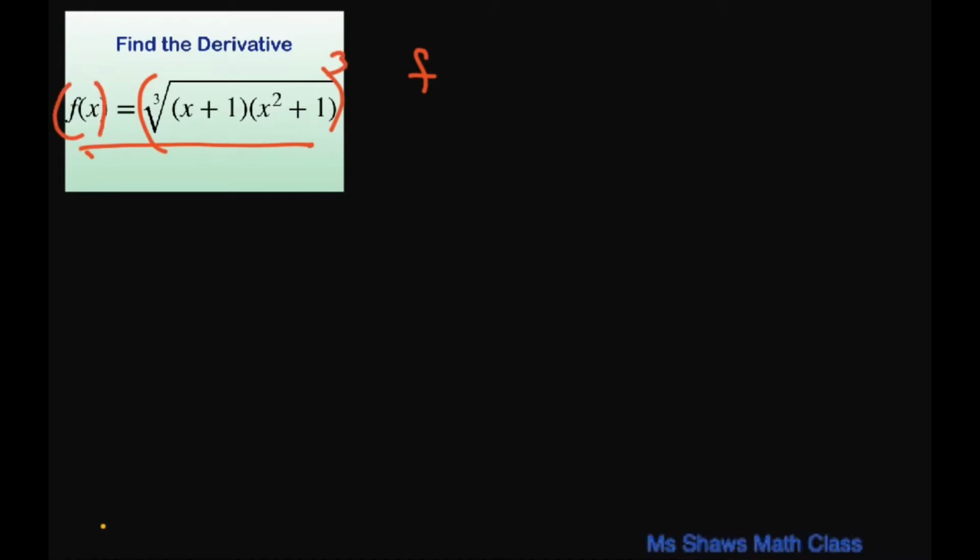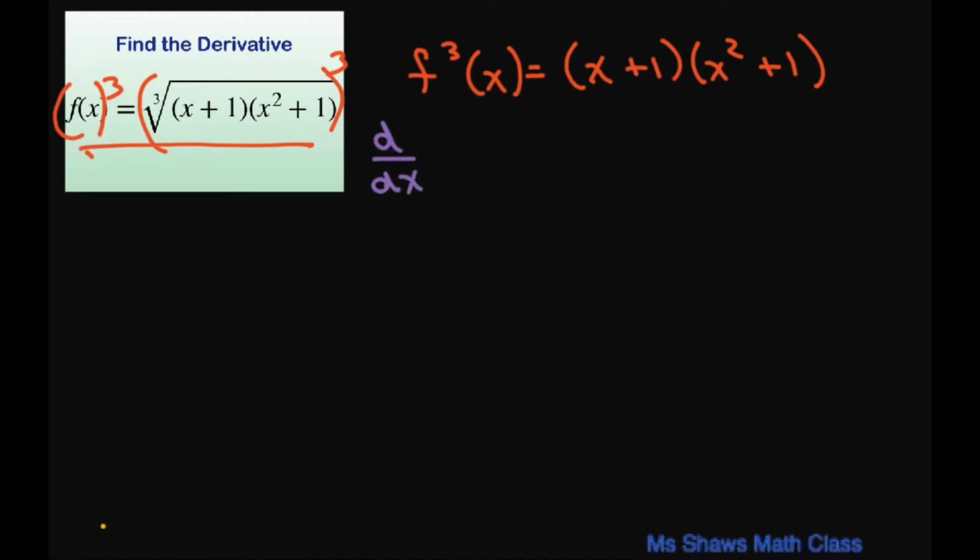If I cube both sides, I get f cubed of x equals, and I get rid of this radical sign, (x plus 1) times (x squared plus 1). Then we're going to differentiate both sides with respect to x, our f cubed of x, and also our (x plus 1) times (x squared plus 1).